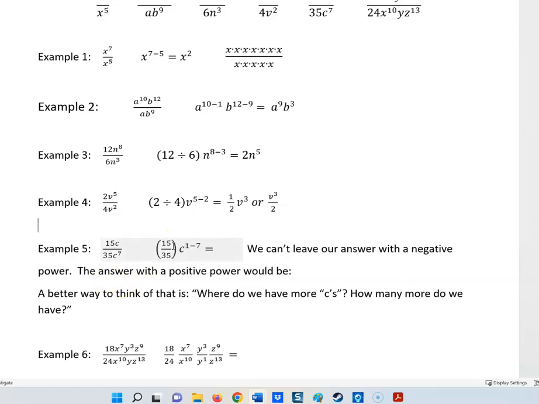Well, when you look at this, I would be thinking about this as 15 over 35 needs to be simplified. I don't want a decimal, I just want to simplify that. And then I have c to the 1st, even though we don't see that exponent, we assume it's a 1, minus 7.